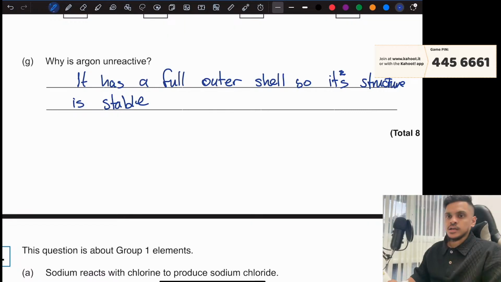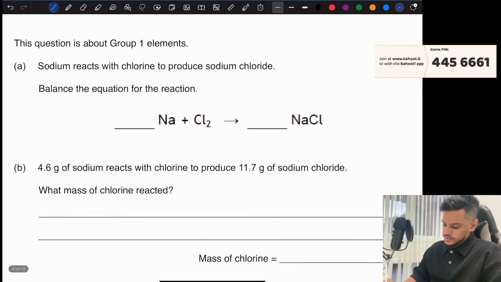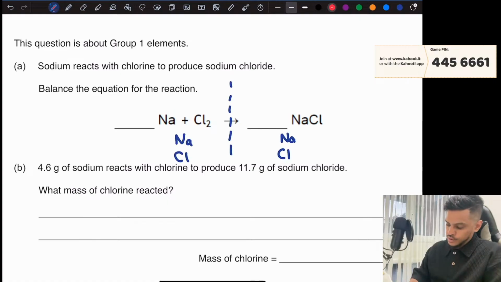9:15. I'll do it. Sodium reacts with chlorine to produce sodium chloride. Balance this equation, guys. So we want the same number of elements in here. Right now, we've got 1 sodium, we've got 2 chlorines. On the other side, we've got 1 sodium and we've got 1 chlorine. We want to make this have 2 chlorines to make it balanced, because on the left hand side we've got 2 chlorines. So we'll get rid of that 1 and we'll add a 2 here to make that a 2.